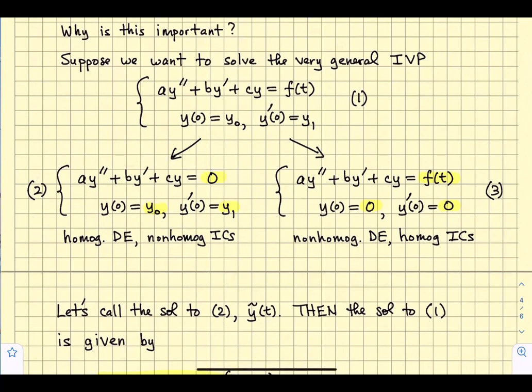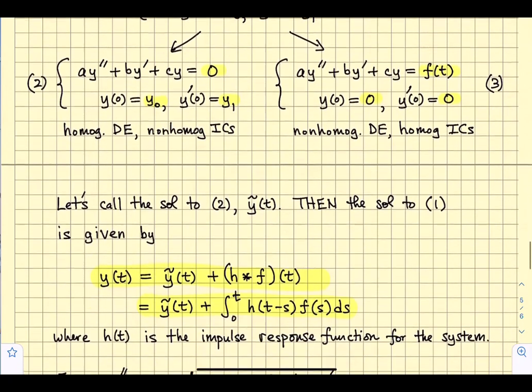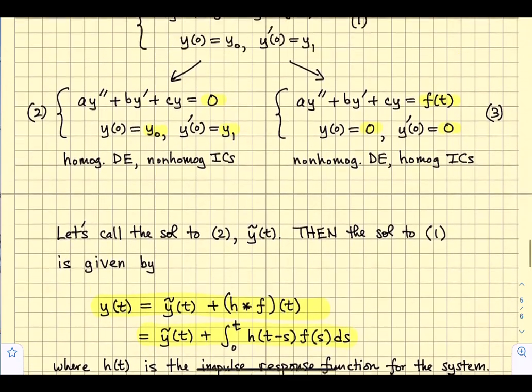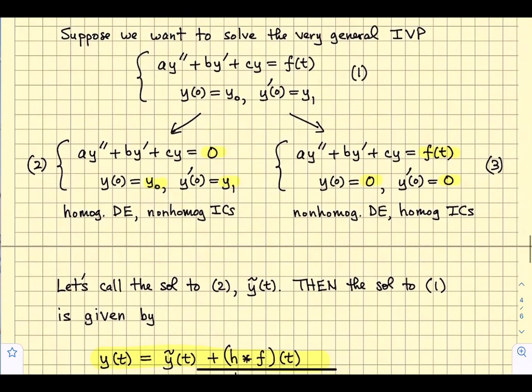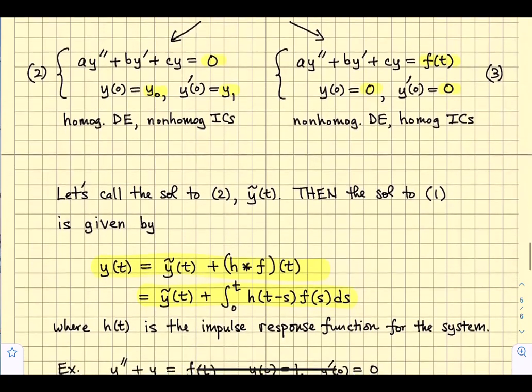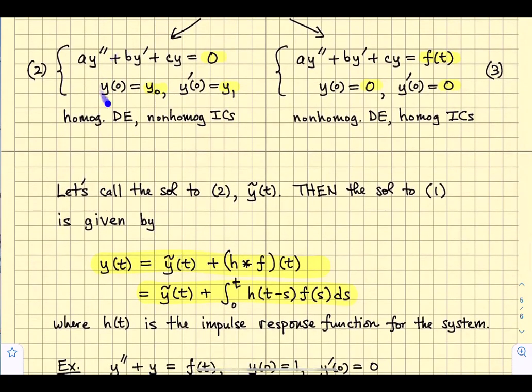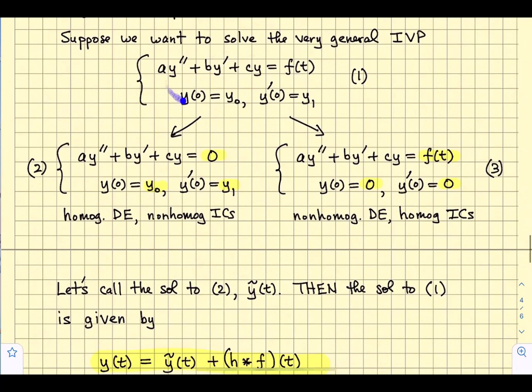And then the following theorem says that the solution to the overall problem 1 is just y tilde, the solution to problem 2, plus the impulse response function convolved with the forcing function. Or if you write it in its integral form, you get this. So this is why we cared about the impulse response function for the system. It encodes a way to solve all of these very general initial value problems in one fell swoop.